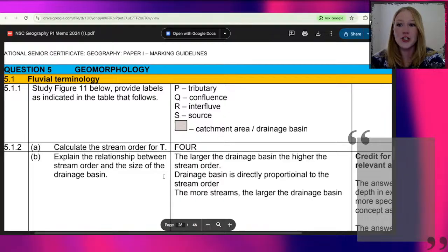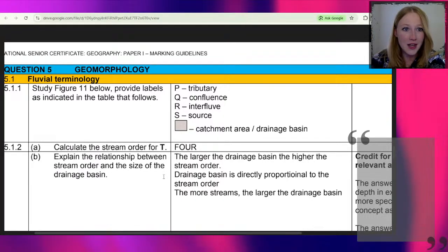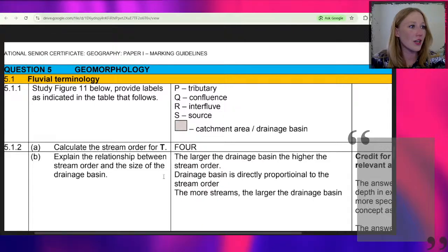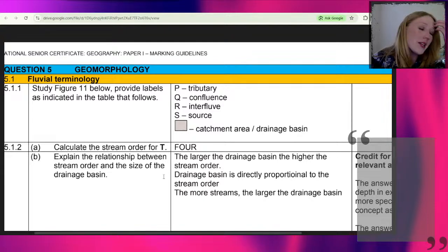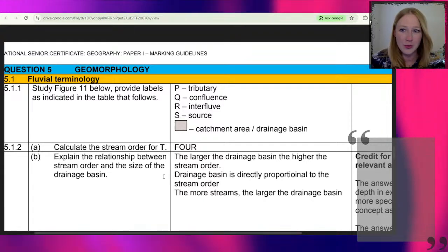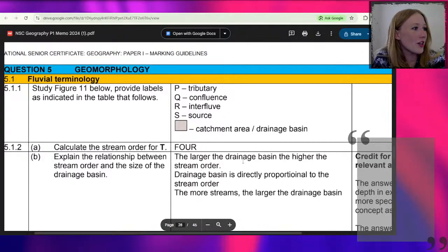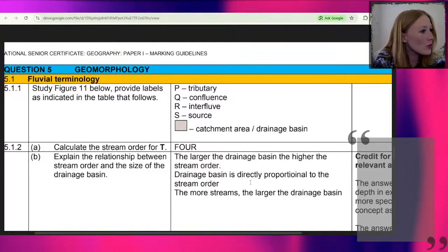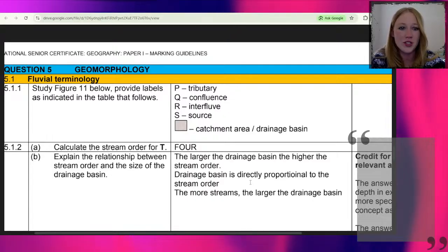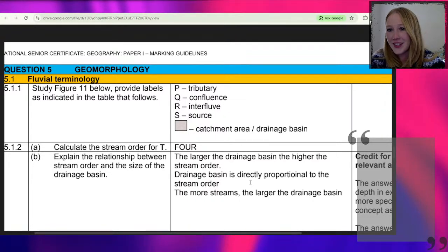Okay, so the relationship between the drainage basin size and the river or drainage stream order would be: the bigger the drainage basin, the higher the stream order. So that's what we can see. The larger the drainage basin, the higher the stream order. Drainage basin is directly proportional to stream order. So this is all just different ways of saying the same thing. Okay, hopefully we've got that.